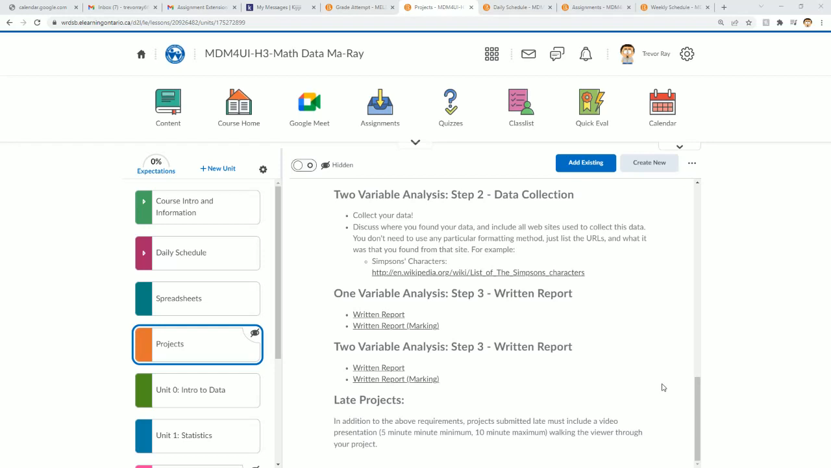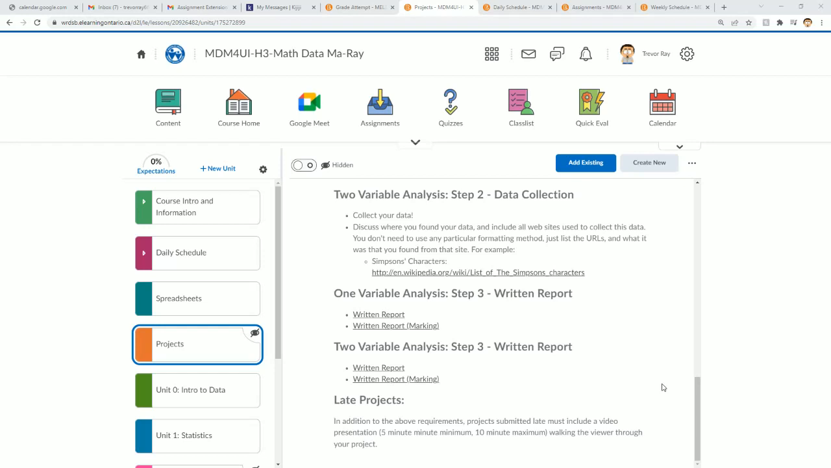So in order to speed up my grading process for late projects, in addition to doing all of the prescribed stuff above, I will also ask you to do a 5 to 10 minute video presentation walking me through your project so that I don't have to look for all the details. I can play that video while I'm grading it in addition to looking at your project to find all the information. So if you get it in on time, you don't have to do that video project. If you hand it in late, you have to include the video.